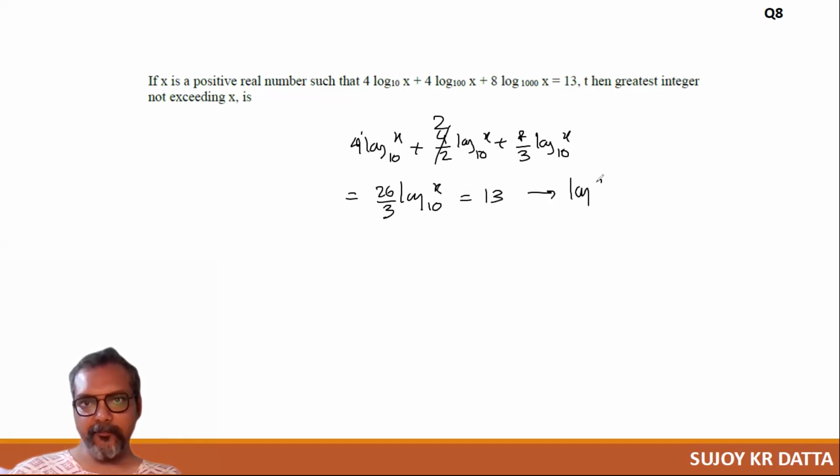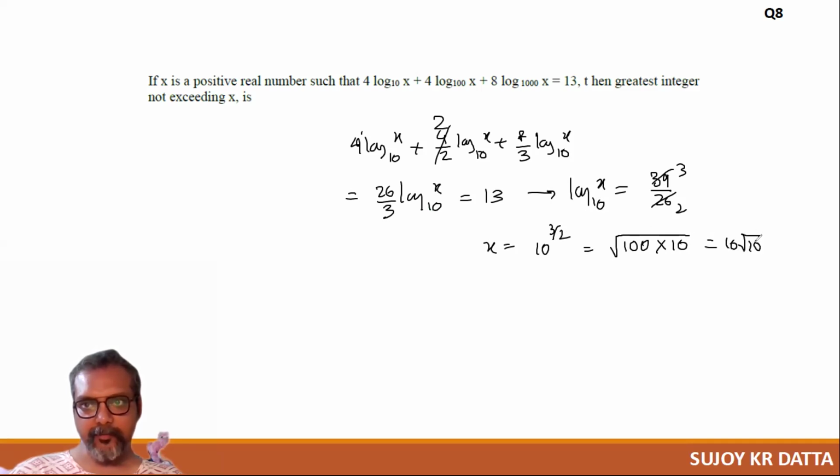So from here, log of x base 10 will become 3 by 2, so x will become 10 to the power 3 by 2. So that is square root of 10 cube. Now 10 cube is 100 times 10, and we have to take square root of that. So 10 goes out and root 10 will come. Root 10 is clearly greater than 3. So x is greater than 30 point something.